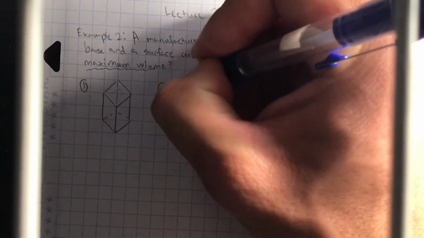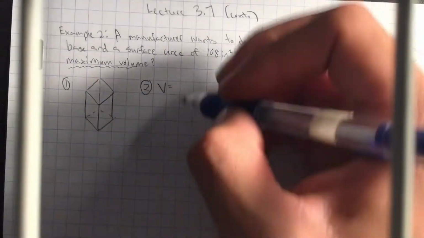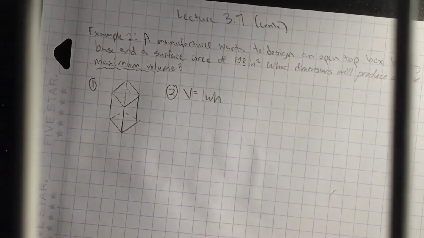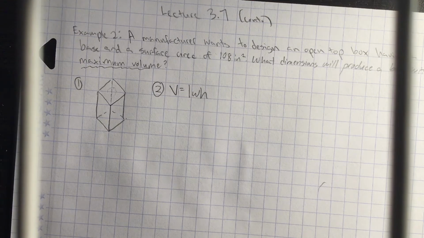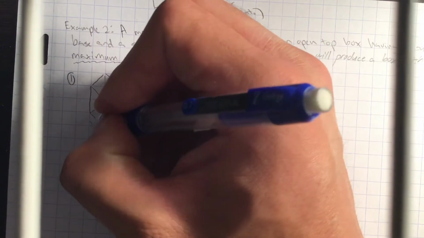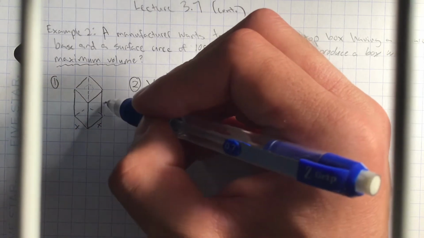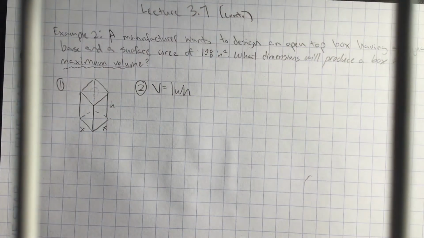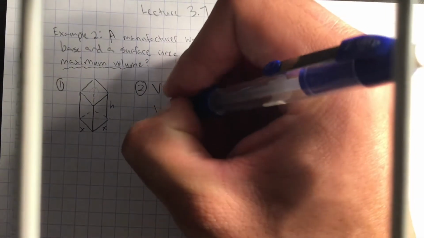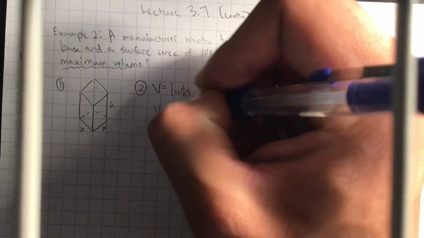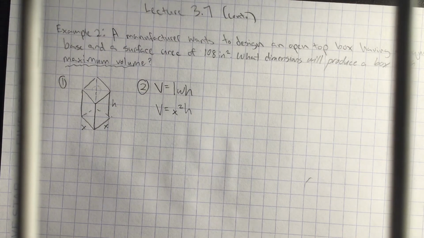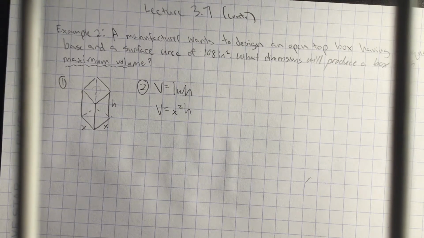And step 2 is to find our primary equation, so maximum volume. We're going to use the volume formula, and the volume of a rectangular prism is length times width times height. And we can represent that on the rectangle with x being on the base right there, and h representing the height. And we can simply write it as it pertains to our formula as V equals x squared h, just like that.